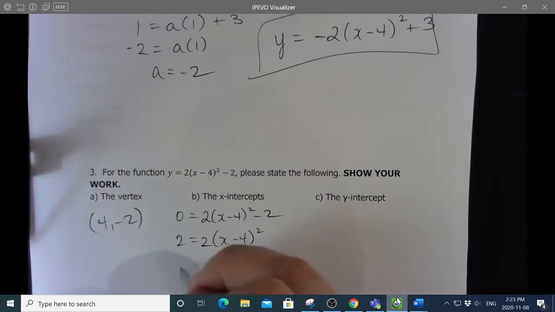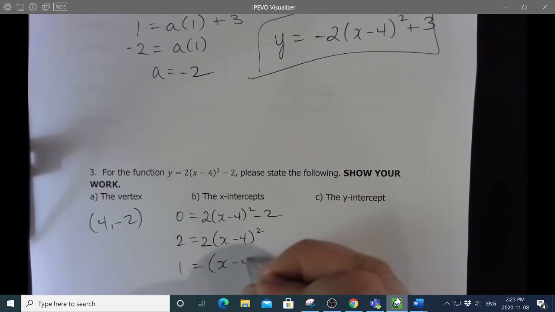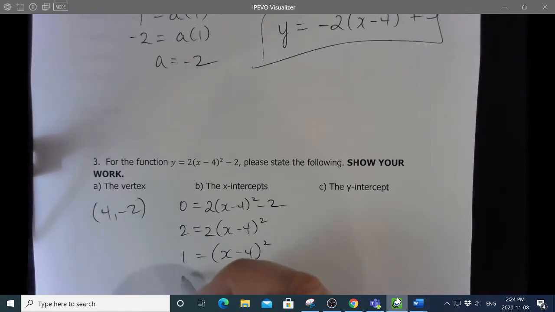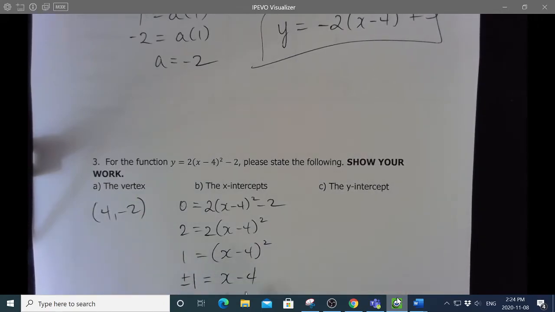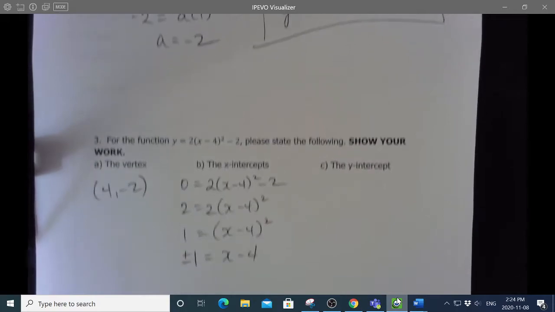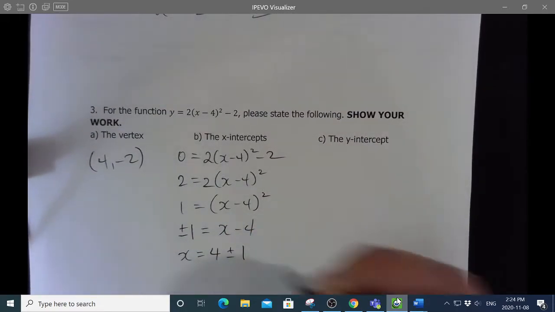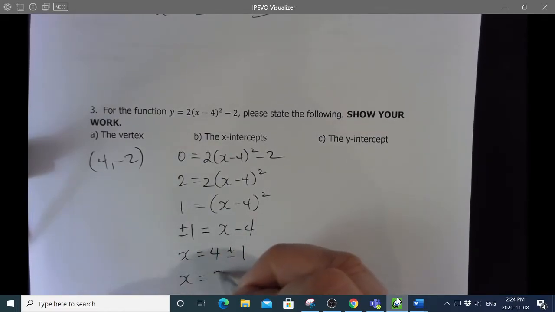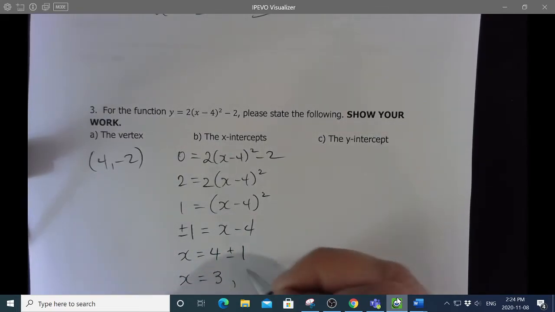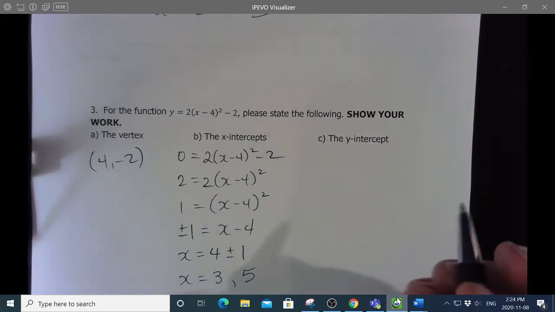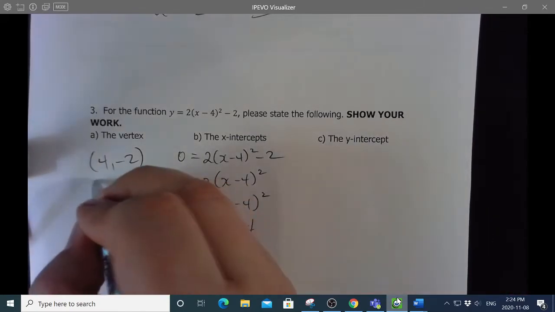I'll divide both sides by 2. Then I'll square root both sides, remembering that that means the answer can be plus or minus. And then I'll move the 4 to the other side by adding 4 to both sides. So x would be 4 plus or minus 1. So x would actually be 3, or the other answer, 5. So that's my x-intercepts, vertex.